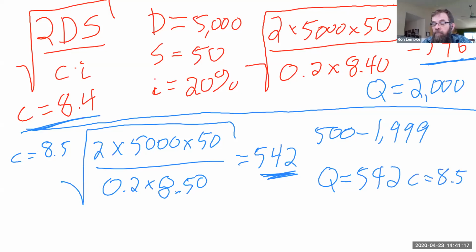The cost is $8.50. And because 542 was inside that range, there's no reason to go on and look at the next cheapest price, which would be $10. So we only need to do 2 EOQ calculations. All right, let me get another whiteboard screen going here. We are going to look at the total costs under these 2 scenarios.